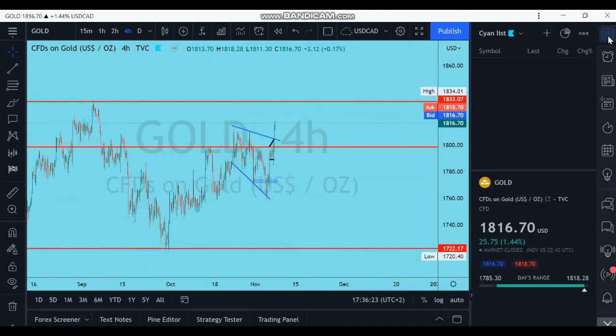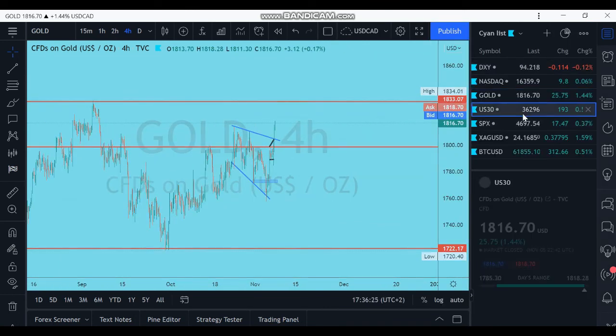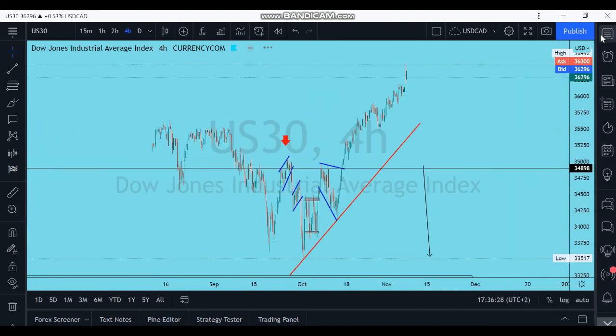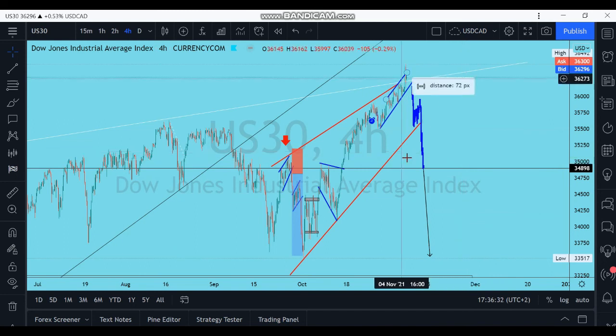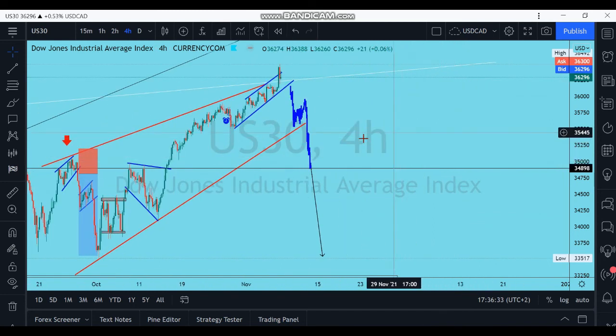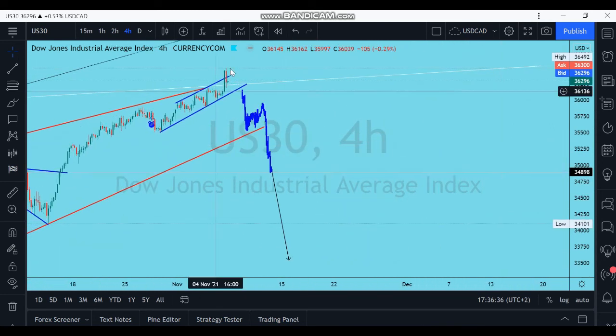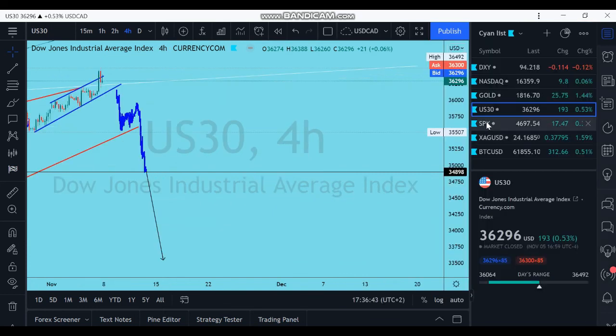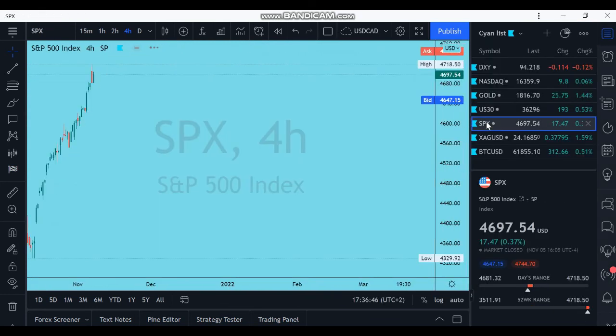Okay. Then US 30 this week, guys. US 30 this week, we are still waiting for another breakout so that it can give us another continuation. Then I will sell once the market breaks out of this new channel. That's the time I'm going to confirm that the sellers are in the market.